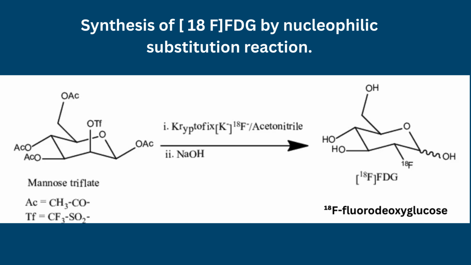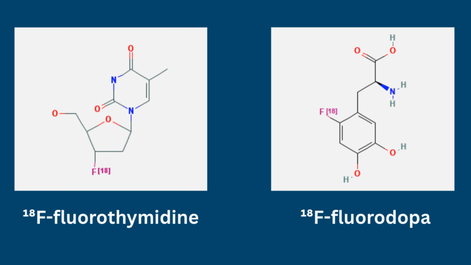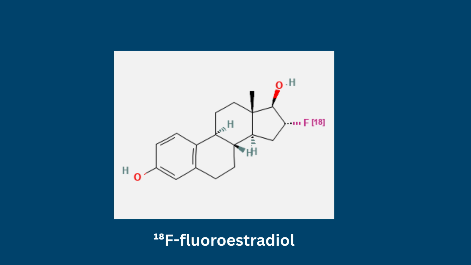18F-fluorodeoxyglucose, a glucose analog that accumulates in cells with high glycolytic activity, making it invaluable in oncology for tumor detection and staging. Other fluorine-18 labeled compounds include 18F-fluorothymidine, which serves as a marker of cellular proliferation, and 18F-fluorodopa, widely used in neuroimaging to assess dopaminergic function.